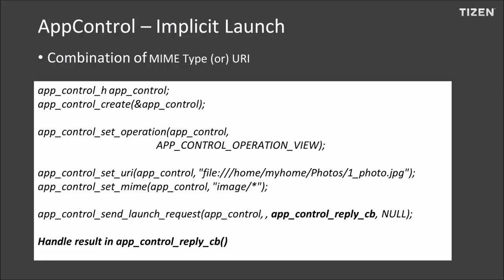Declare an app control handle. Initialize it using the app control create API. Set the operation we want to perform on the handle using app control set operation. Set the URI or MIME type format string using app control set URI or app control set MIME. Trigger the launch request using app control send launch request. Get notified of the result via a callback.